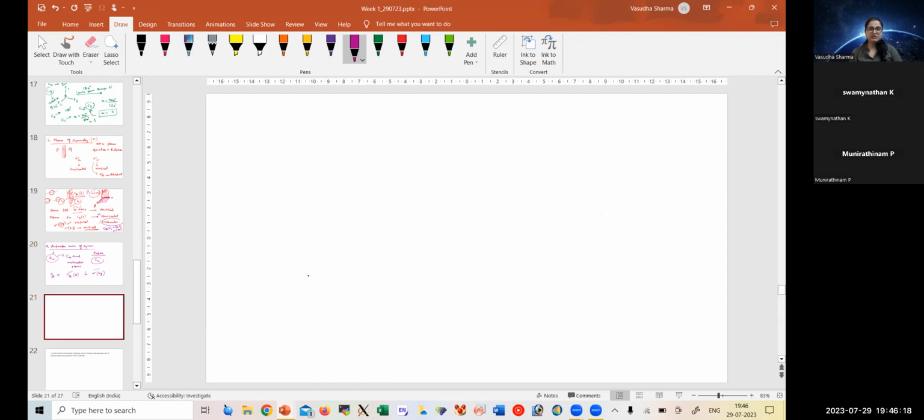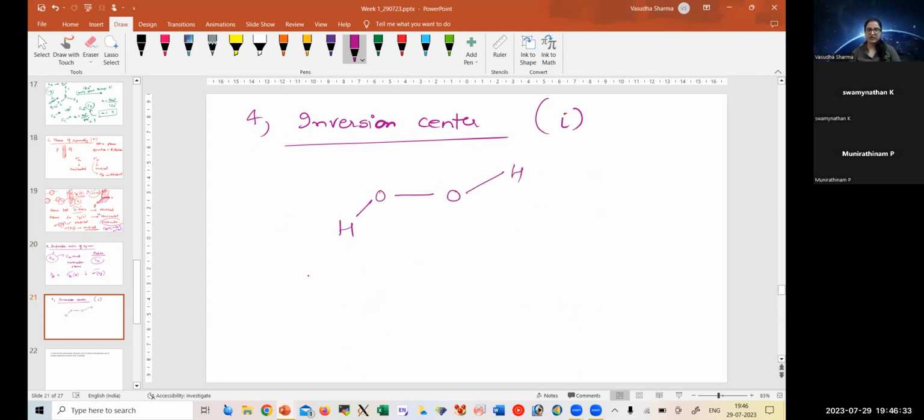The fourth one is your inversion center. The inversion center is defined as I. For example, if I have this molecule, hydrogen peroxide, H2O2, this is my center. If from the center I go to the opposite sides and I get the similar atom, that is where we call it having an inversion center. That means at 180 degrees, at equal opposite ends, we get the similar kind of atom. That is where symmetry exists, which is the inversion center.